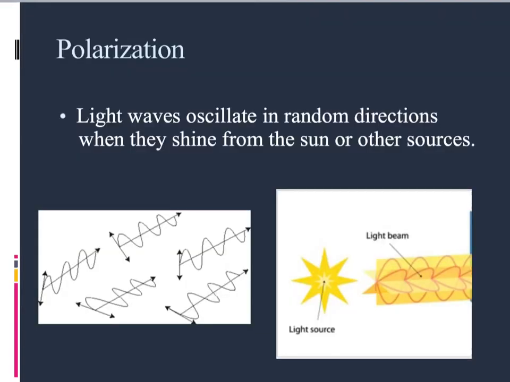The last thing we need to talk about is polarization. This comes from light waves oscillating in random directions when they shine from the sun or other sources. Remember, waves are transverse waves. They go back and forth like that. But they can be in this plane, or this one, or this one, and this one. So we can show it like this, where it's oscillating in all the different directions.